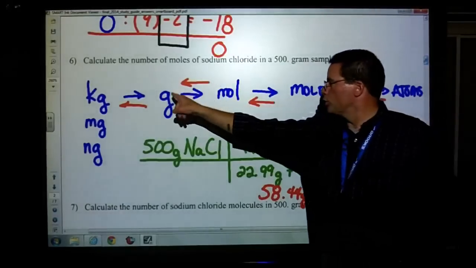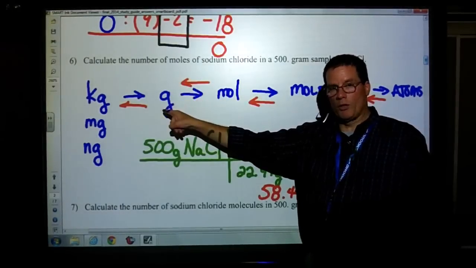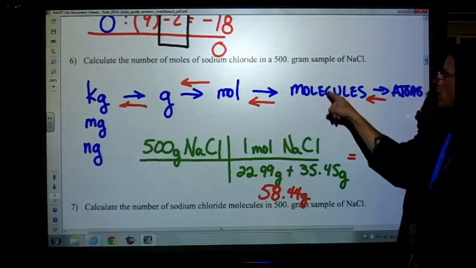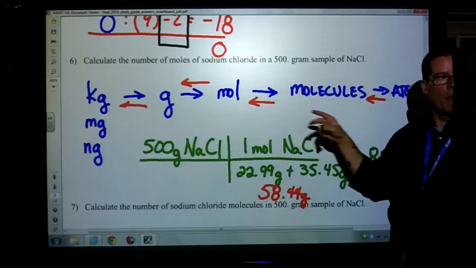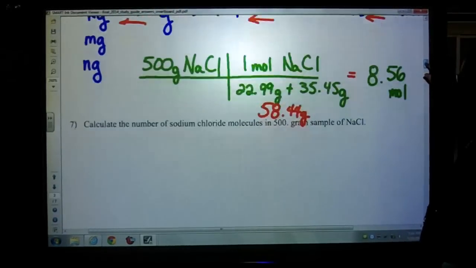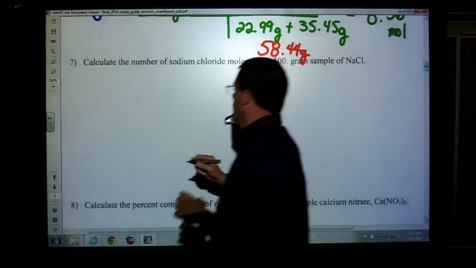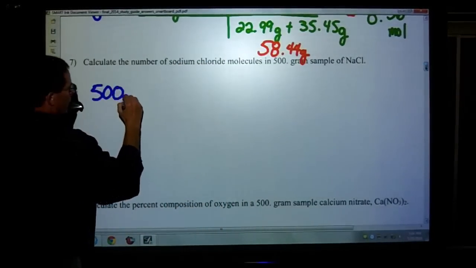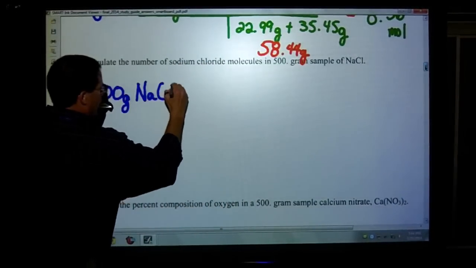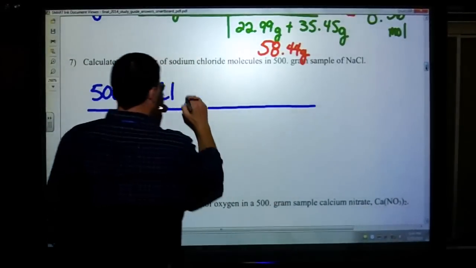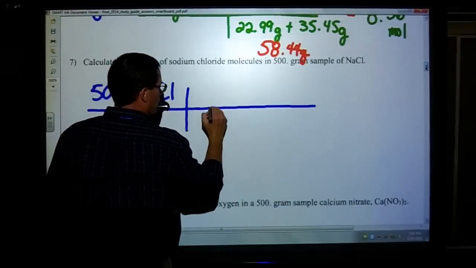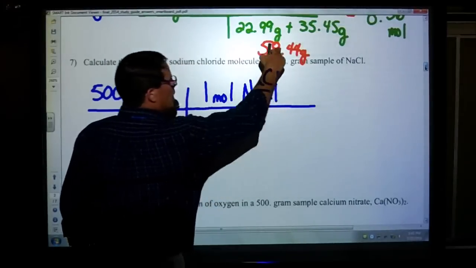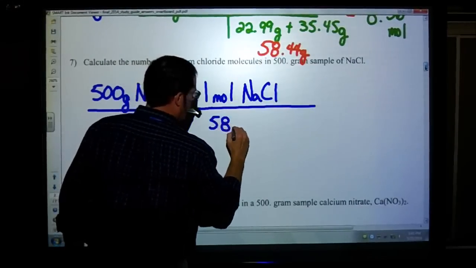So again, we're starting here because the question told us you have 500 grams. So we're going to convert the grams into moles, convert the moles into molecules. So this is a two-step process. So let's go ahead and do that. So we'll start off with our 500 grams of sodium chloride. And again, convert the grams into moles. So 1 mole of sodium chloride. How convenient, there's the mass, 58.44.